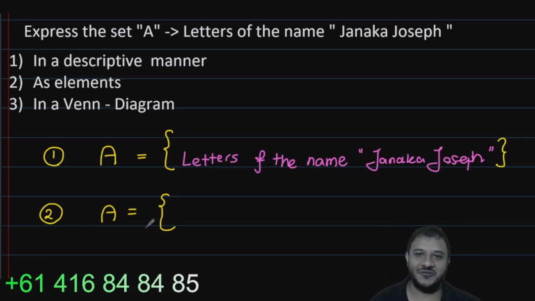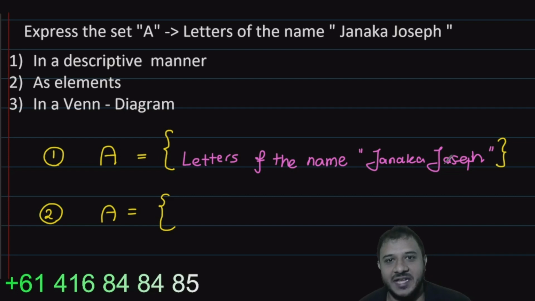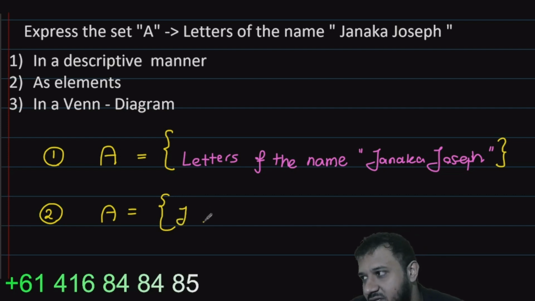A equals, where we open a curly bracket. What are the letters you can see in my name? Can you all tell me? Talia, what are the letters you can see here? English alphabetical letters in my name. Tell me one of the letters. J. J is there. Very good. And then we put a comma. Shanuk, can you see any other letters in my name? Come on, there are a lot of letters here. Say anything you can see. A. A is there. Very good.